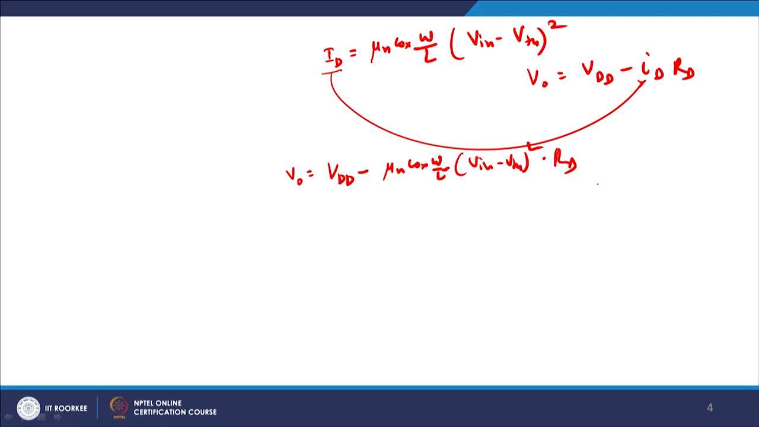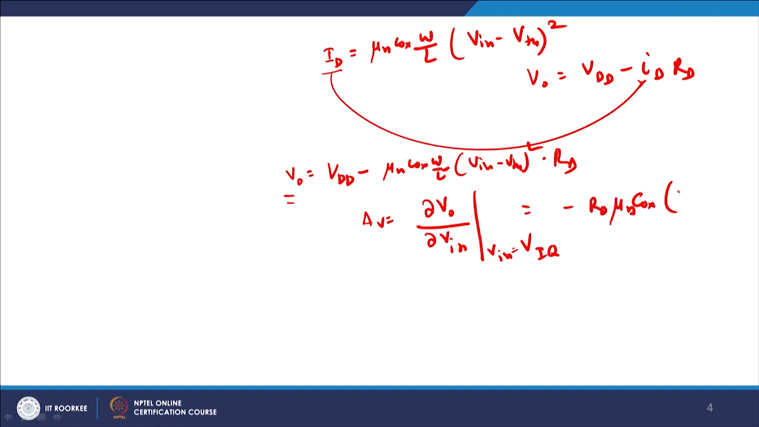Now, if you see this is your V0, right. So, I need to find out AV as del V0 by del V in, right, and V in is equal to VIQ. This comes out to be minus RD mu n C oxide, right, W by L into VIQ minus VTH. This is the gain in the saturation region.